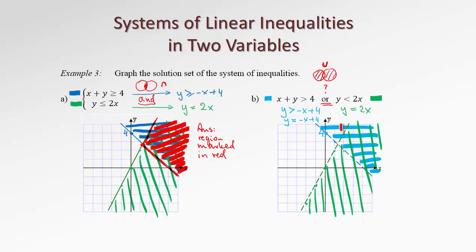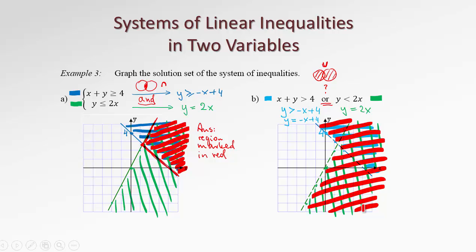Okay, so using the red color for the final answer, the union means I should shade stronger either blue or green. They don't have to be both together. Either this or that. That means everything that's here and there and there and there, all this region is the solution set. What about the boundary lines?